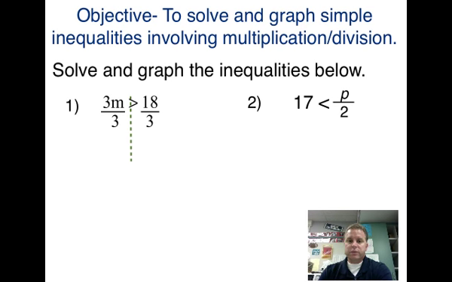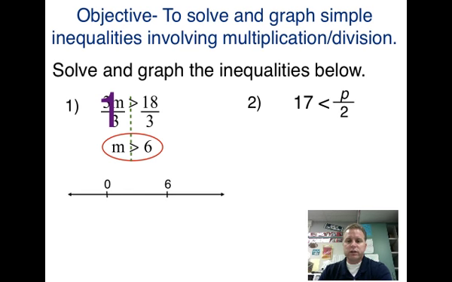3 over 3 is a big fat 1. And 18 divided by 3 is 6. So we'll get m is greater than 6. Now when it comes time to graph these, instead of doing a whole big number line, shorten things up. Just use 2 numbers, 0 and the number that your answer is. So in this case, we're going to put 0 and 6. We're going to do an open circle at 6, and since it's greater than, we're going to go to the right.